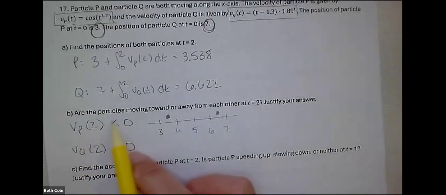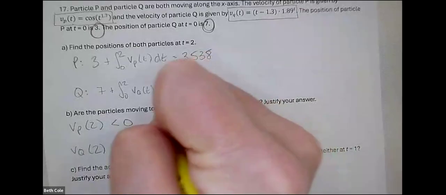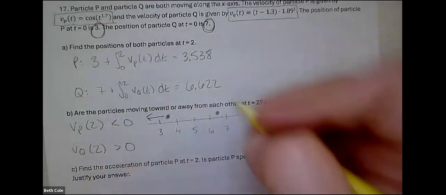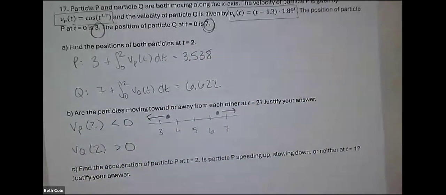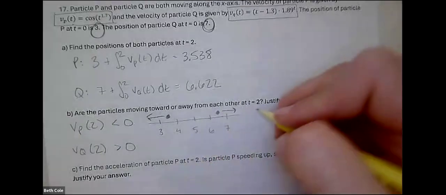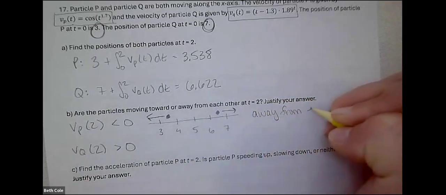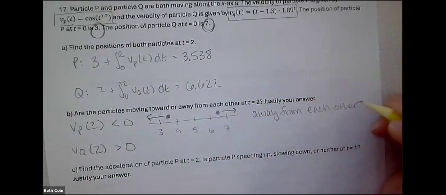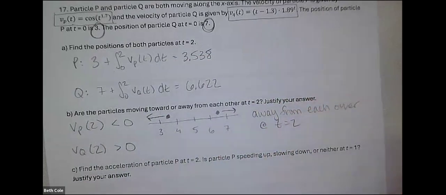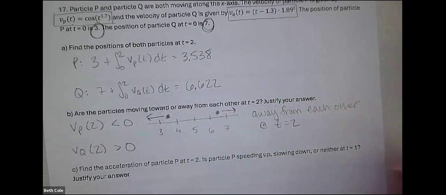Particle P is moving to the left. This velocity is negative. And particle Q is moving to the right. That velocity is positive. So that I can see visually, are they moving towards each other or away from each other? And I can see that it's away. So away from each other at time 2, specifically, because at a different time it might be different.